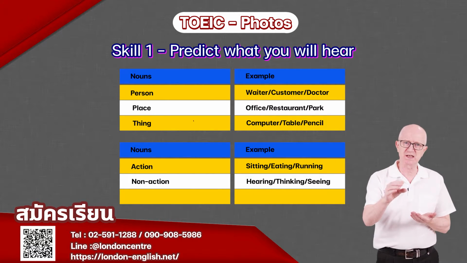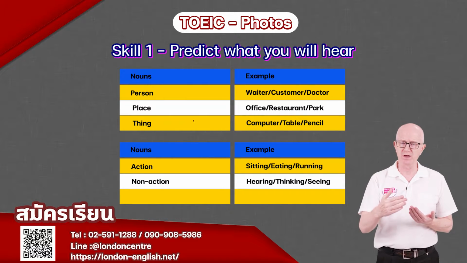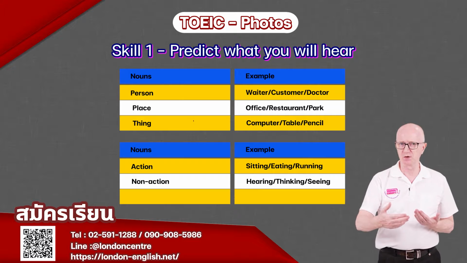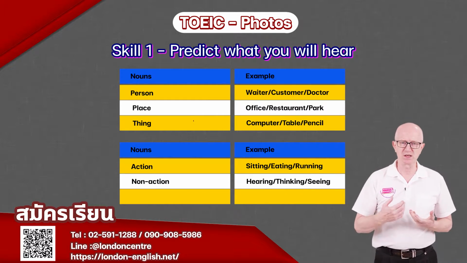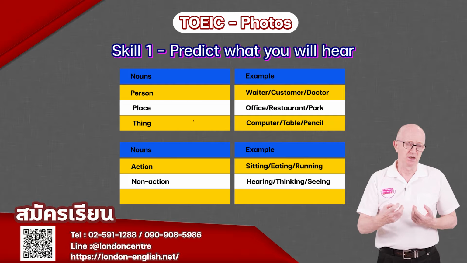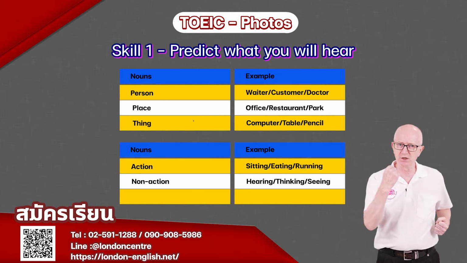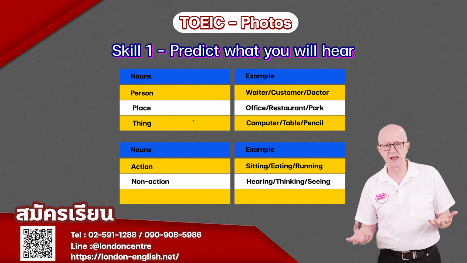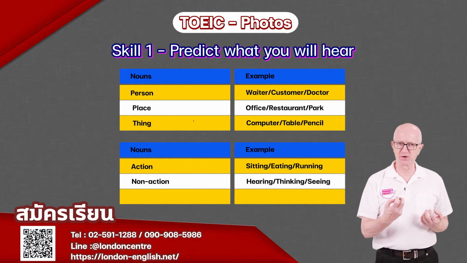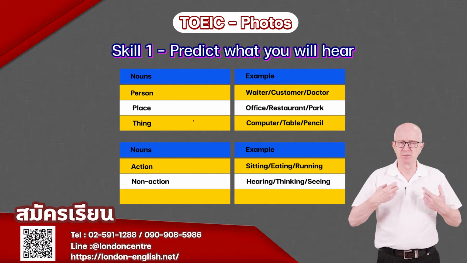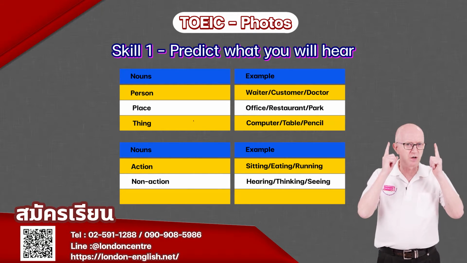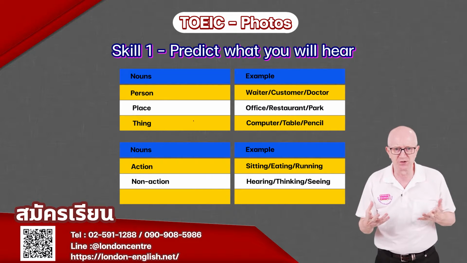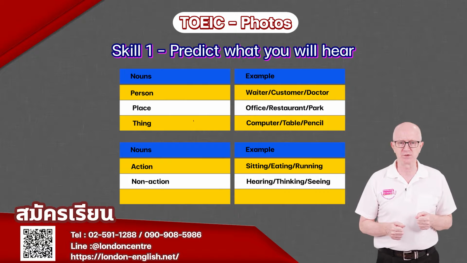So we have nouns and we have verbs. Verbs are doing words. They can be action or non-action words. As an example, an action verb is actually doing something like sitting down, eating, running. And we have non-action verbs such as hearing something or thinking or seeing. You know, there's no action there. Okay, let's have a look at some examples in the next slide.